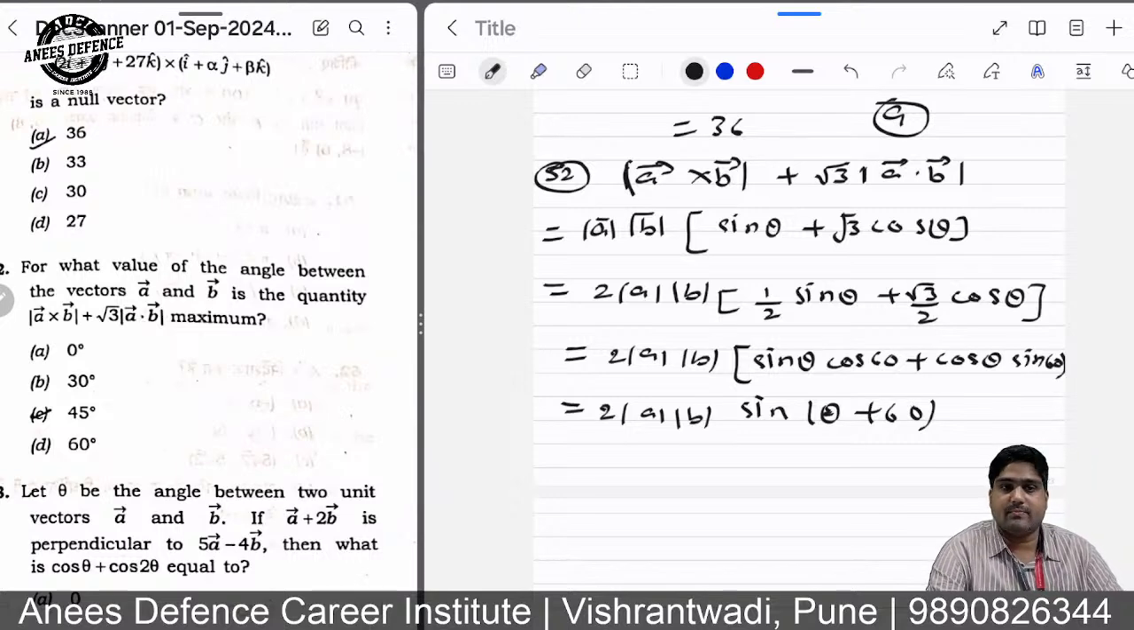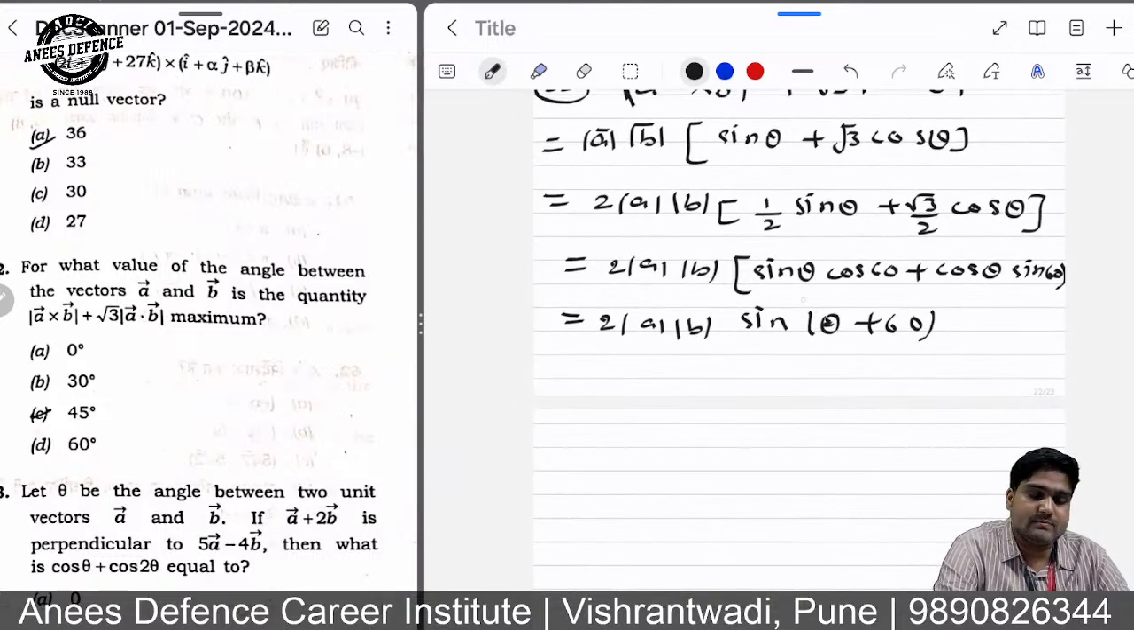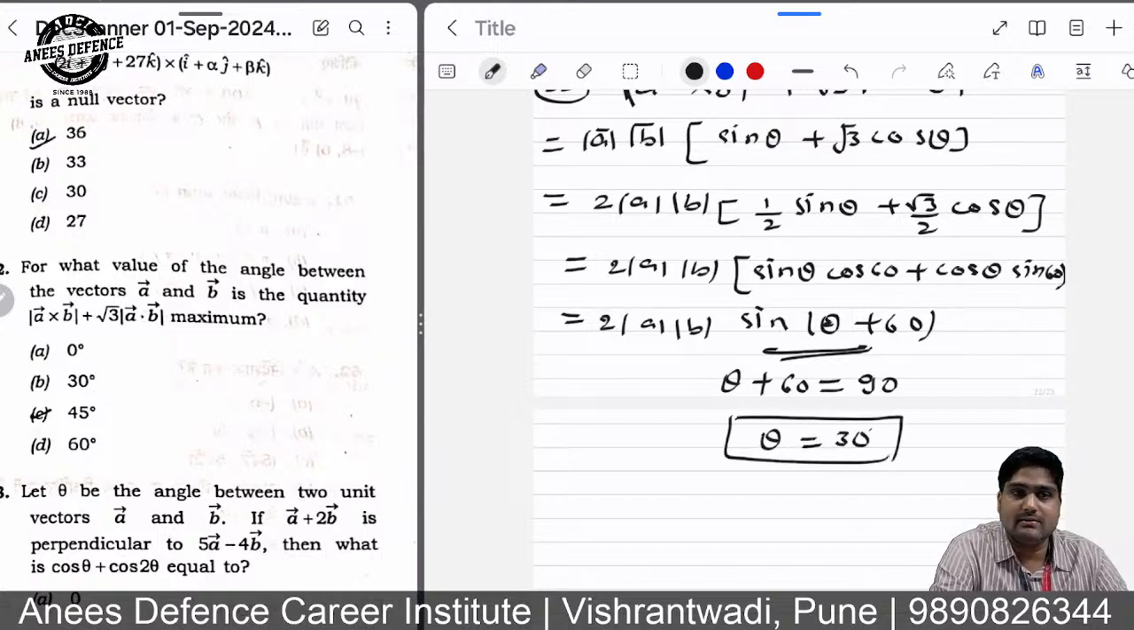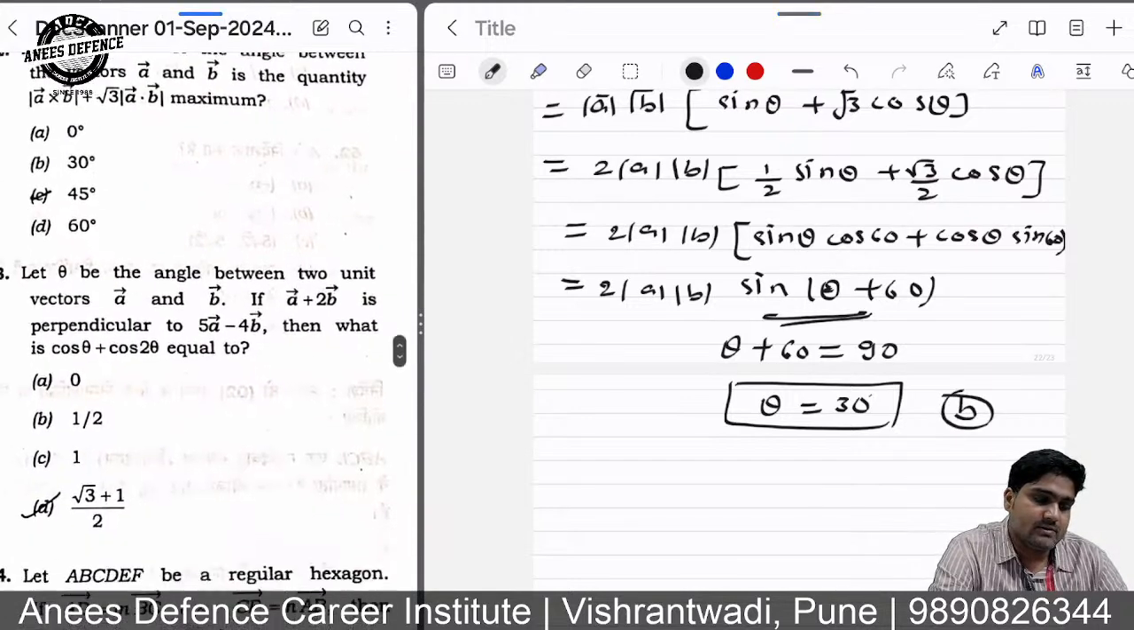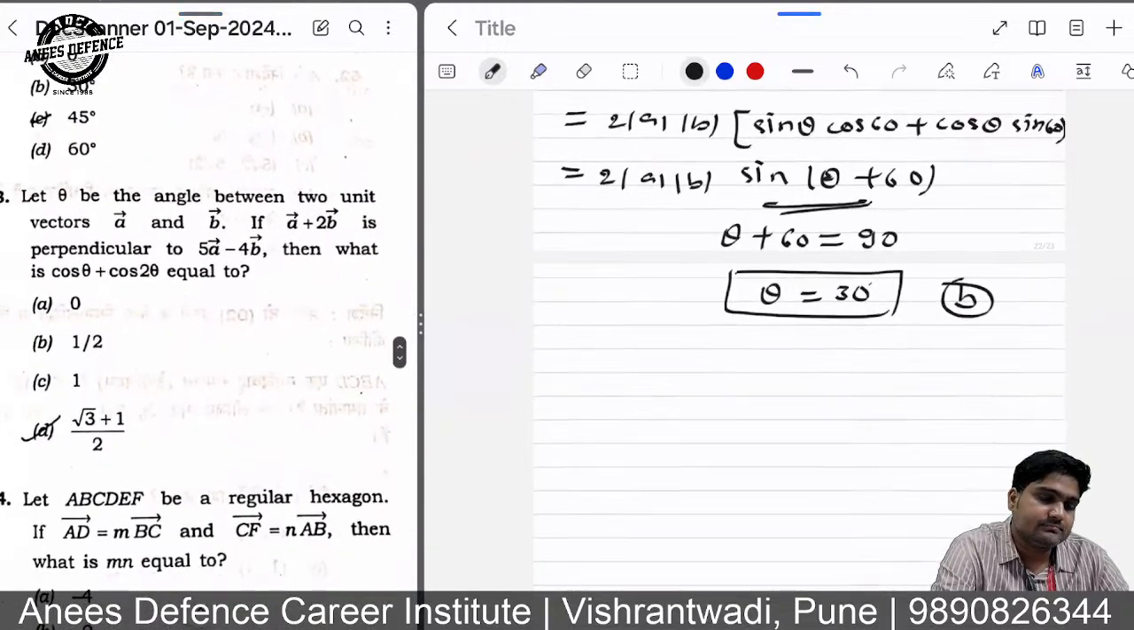We need to find the maximum value of this expression, and this value is maximum when the sine is maximum, and sine is maximum at 90 degrees. So theta plus 60 is 90, so theta is 30 degrees. When theta is 30 degrees, this expression gives the maximum value. So option B is the correct answer for question number 52. Question number 53.